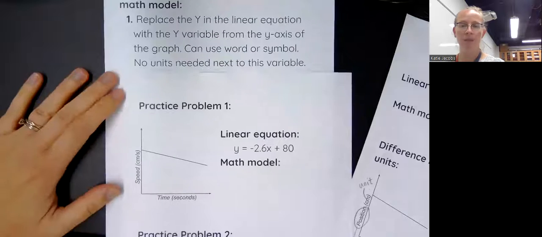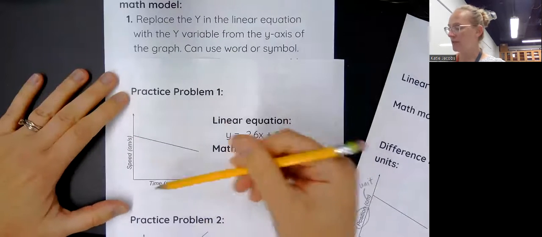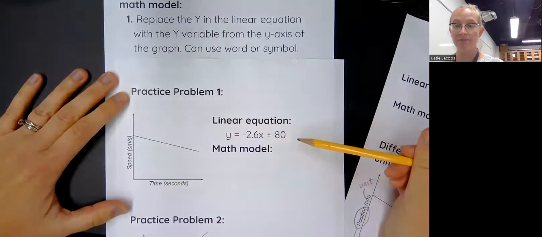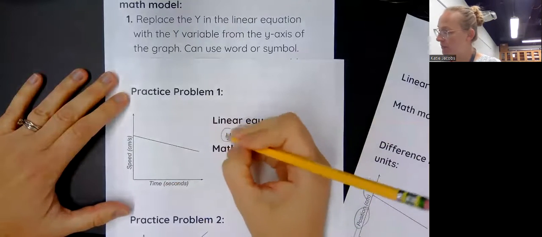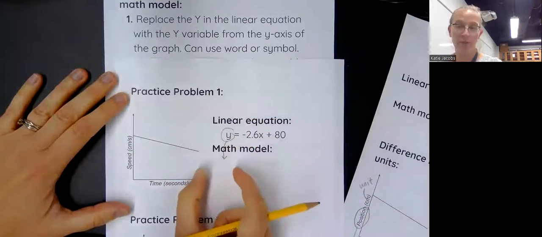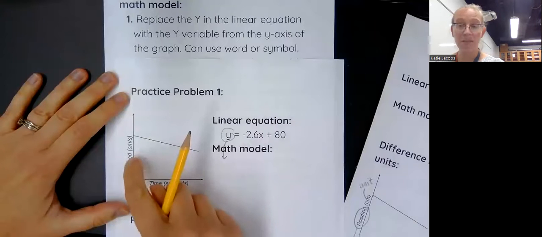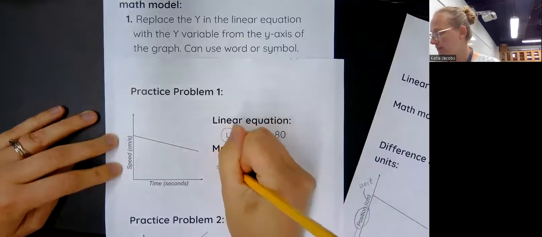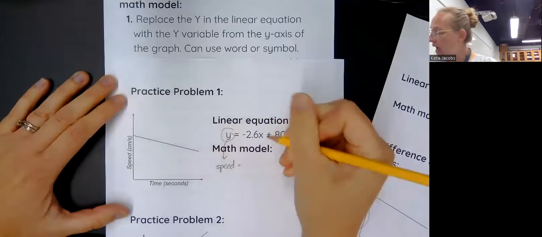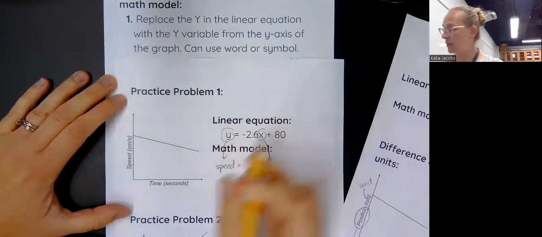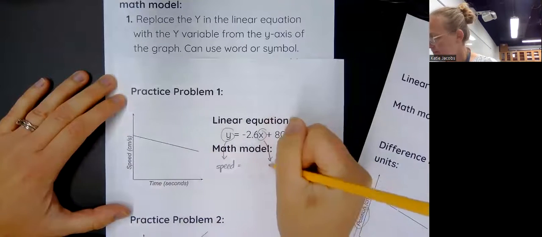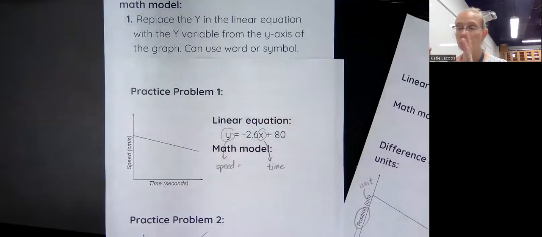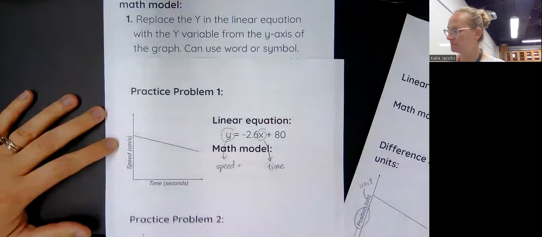Here's my example. Here's my graph. Here's my linear equation, y equals negative 2.6x plus 80. The first thing I'm going to do is replace the y with what was the y variable. It was speed for my y-axis, not centimeters per second. That's the unit, just the word speed. Okay. I'm going to replace the x with the x variable, which was time. And that's steps 1 and 2. I don't need units with this. I just need the two variables, speed and time.